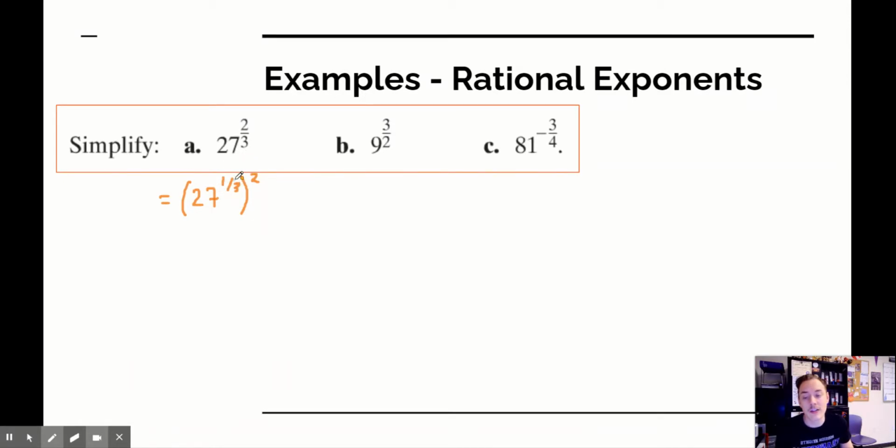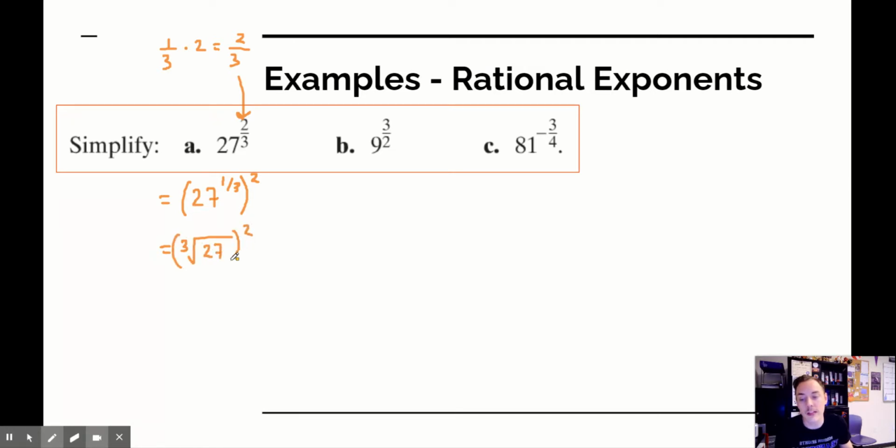So the reason why I can do that is because what's 1/3 times 2? 1/3 times 2 is just 2 all over 3, but that's the exact same exponent I have here. So I can actually split this up. And why do I do times? Because that's a power to a power, and a power to a power is multiplication. So in this case, I have the cube root of 27, and then in parentheses squared.